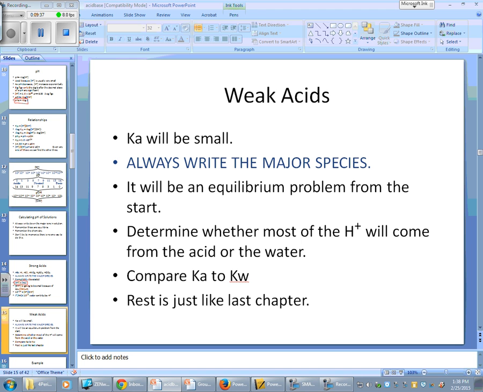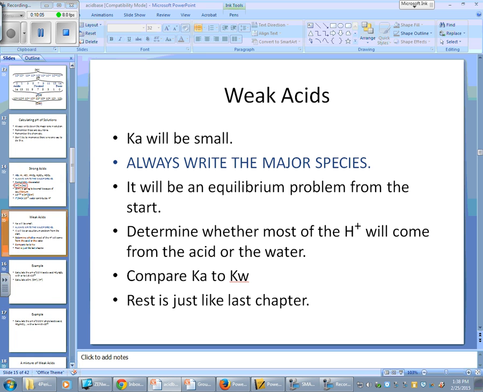All right, weak acids. Ka is going to be small. So it will be an equilibrium problem from the start. That's good. We're already warmed up with that. We need to determine whether most of the hydrogen will come from the acid or the water. There will be that competition there. Compare Ka to Kw. If Ka is bigger, then all the hydrogens are coming from the acid and not from the water, and so this would be the appropriate way to go about solving one of those problems.